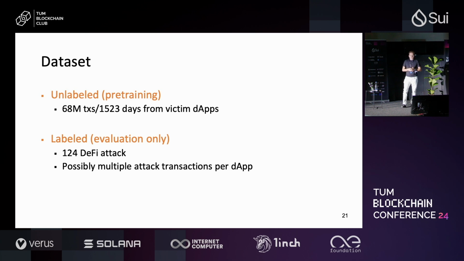So that's a challenge. Now, the dataset that we use is actually an unlabeled dataset. We take roughly 70 million transactions from a few years of victim smart contracts. On these victim smart contracts, we have a ground truth dataset of attacks that we know happened, and we use this ground truth dataset only for validation, not for training. So we can train just on pure data. So what do we train?